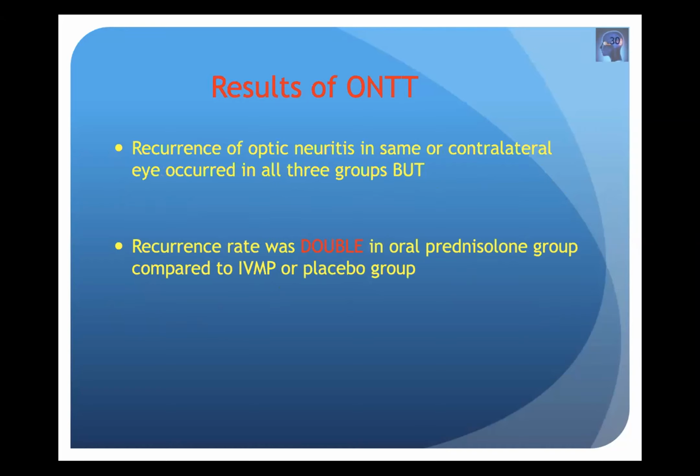Recurrence of optic neuritis in the same or contralateral eye occurred in all 3 groups, but the recurrence rate was double in the oral prednisone group compared to the IVMP or placebo groups.